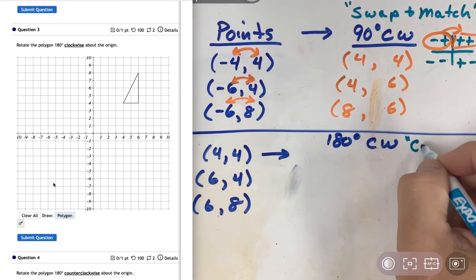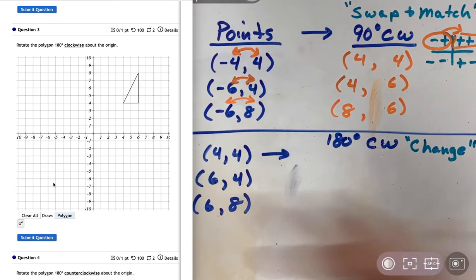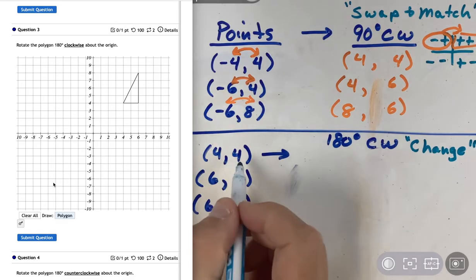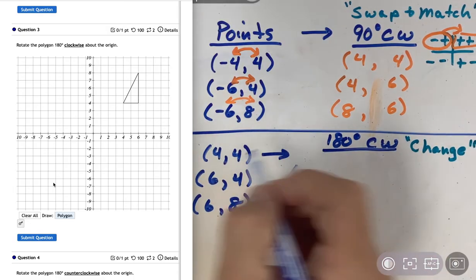It says in the video that I have here, the word change. So all you're going to do is change the signs. And what that means is, if I've got 2 positives, they become 2 negatives. This is actually really quite easy once you recognize what's going on here. So you don't swap the order of the x and y's. All you do is just change the signs.